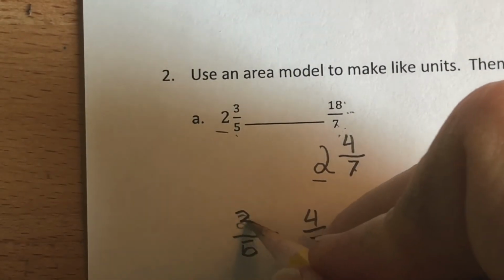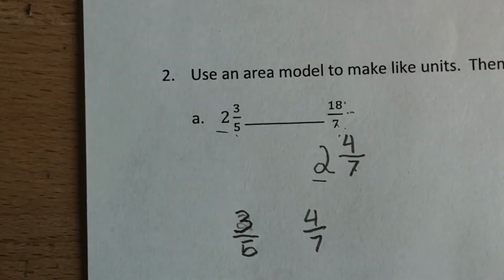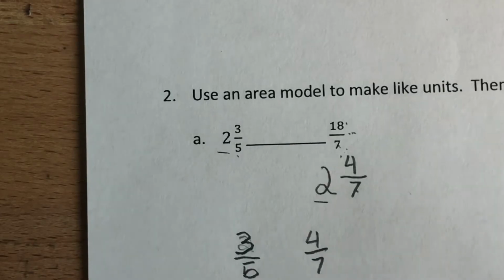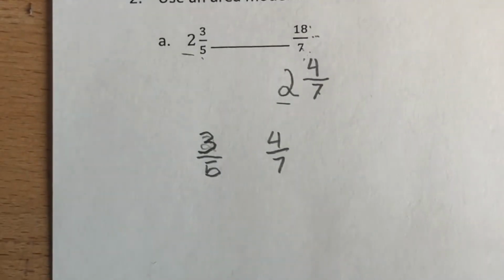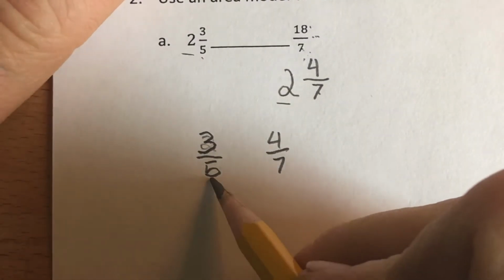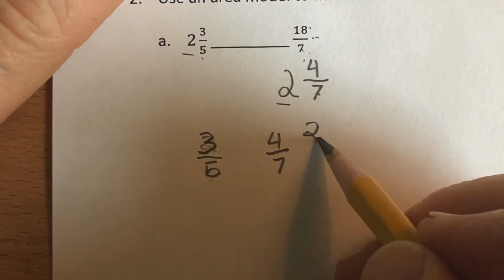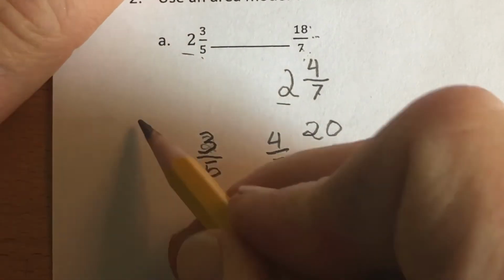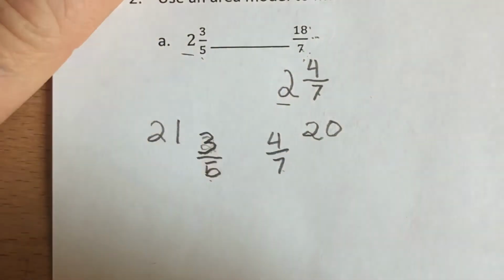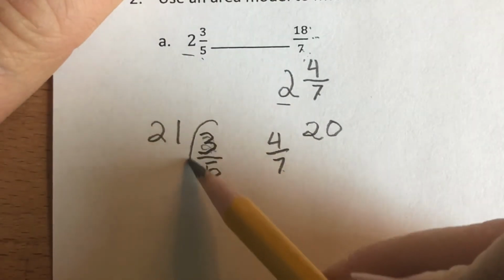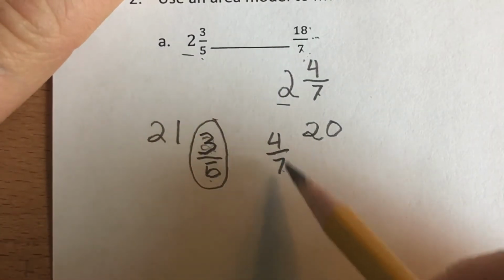I've got to figure out which fraction is greater, and I think this is a perfect opportunity for us to use cross multiplication, okay? So that's what I'm going to do. 5 times 4 is 20, and 7 times 3 is 21. Wow, really, really close. So I know 3/5 is just a touch higher than 4/7.